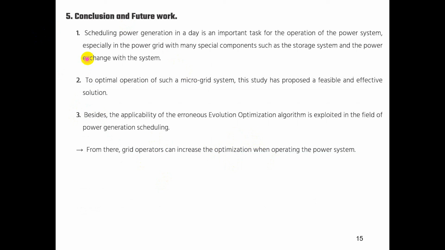And finally, the conclusion and future work. Scheduling power generation in the day is an important task for the operation of the power system, especially in a power grid with many special components such as the storage system and the power exchange with the system. To optimize the operation of such a microgrid system, this study has proposed a flexible and effective solution. Besides, the application of the DE optimization algorithm is explored in the field of power generation scheduling.